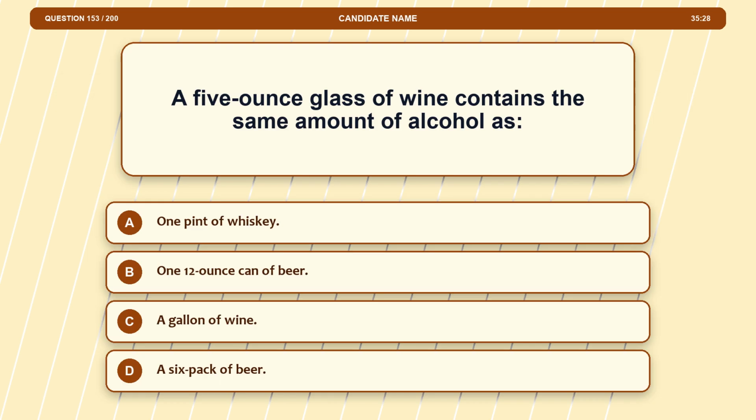Question 153. A 5-ounce glass of wine contains the same amount of alcohol as a: Option A. 1 pint of whiskey. Option B. 1 12-ounce can of beer. Option C. A gallon of wine. Option D. A 6-pack of beer.